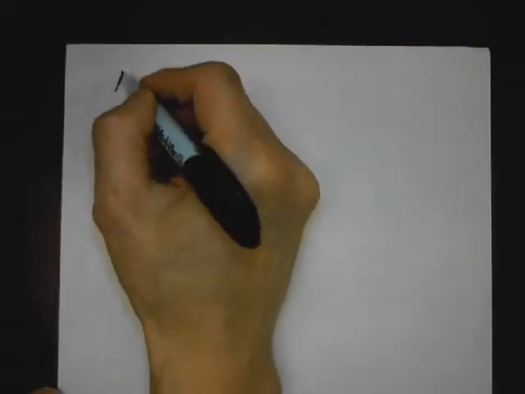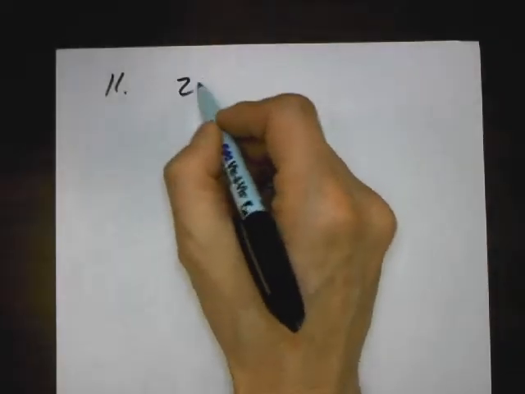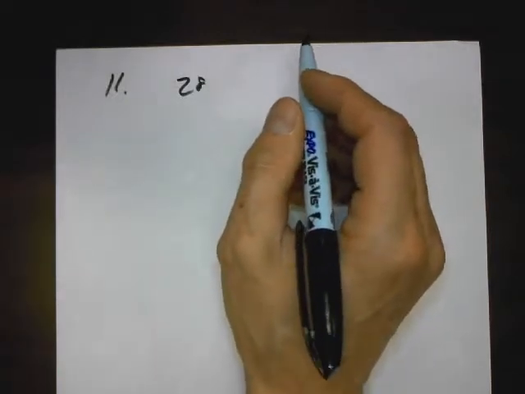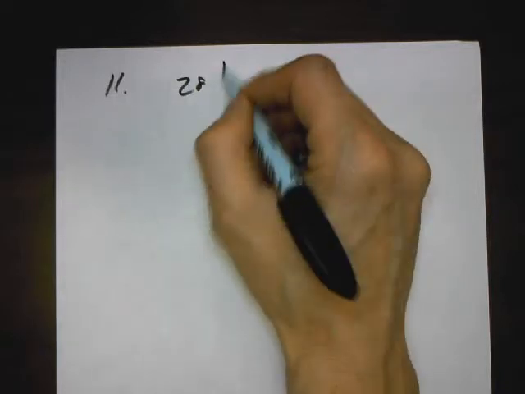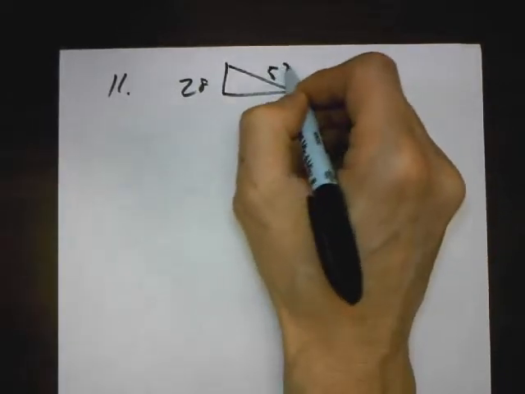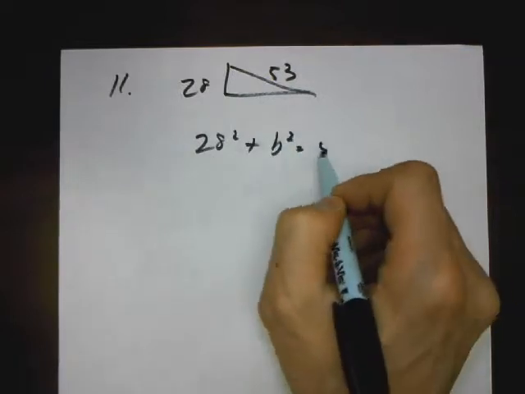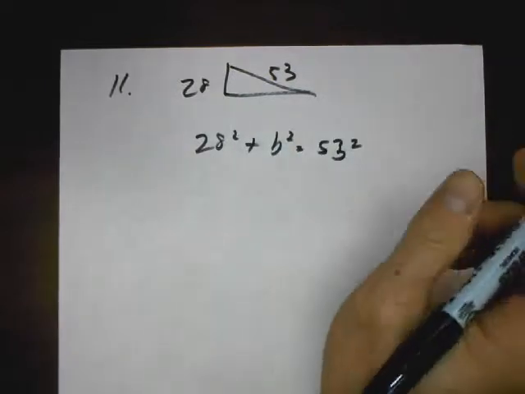So number 10, number 11. Number 11 is a right triangle. It says it has a length of 28 units and a hypotenuse that is 53 units. So we have 28 and 53. All right, so we got 28 squared plus something else squared equals 53 squared.